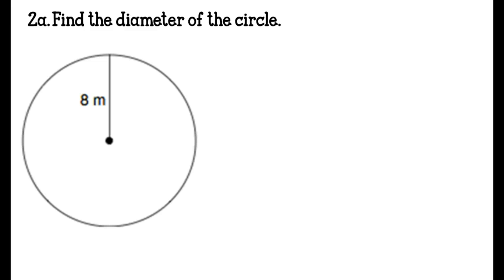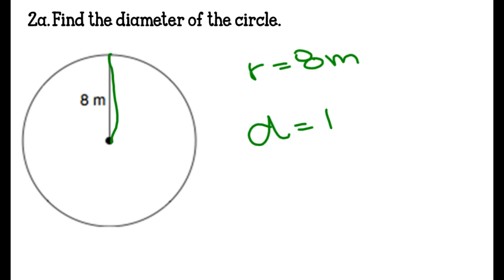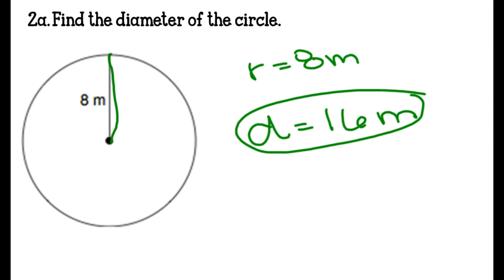2a, find the diameter of the circle. So look at what we're given, and it goes from the edge to the center, so we know that that's the radius, so r equals 8 meters. And we know that the diameter is the radius times 2, so my diameter is 16 meters. Circle it, and that's my answer.